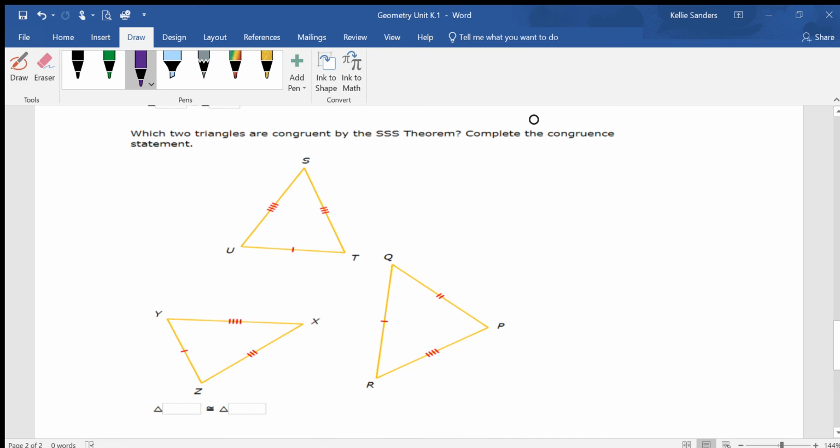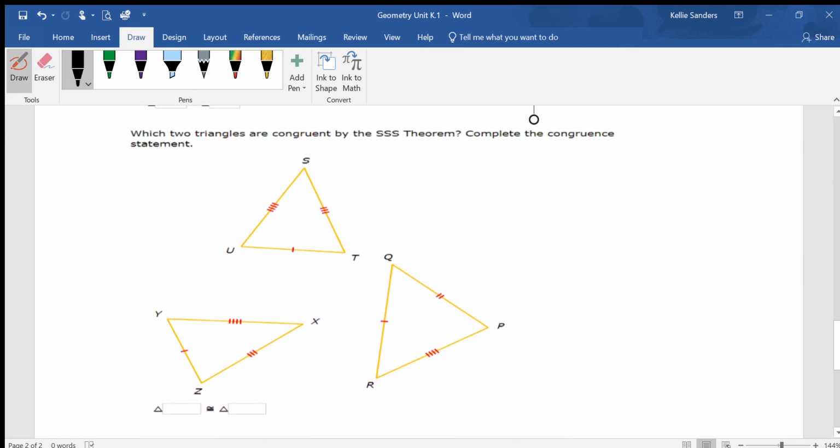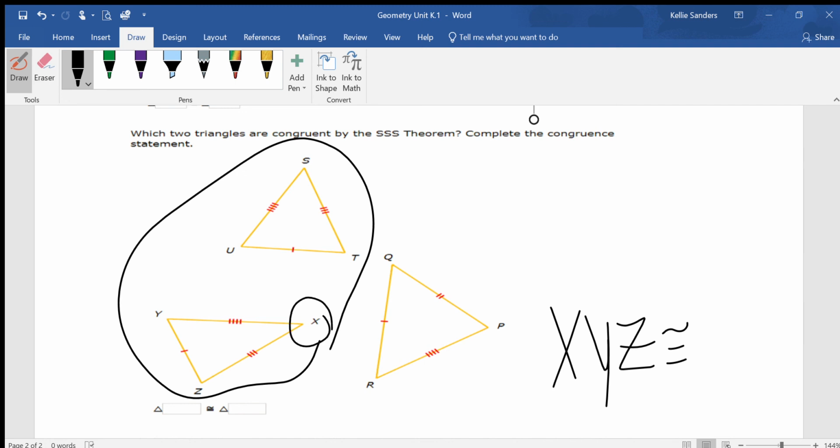I'm almost finished. Side, side, side. 1, 2, 3. So we have X, Y, Z is congruent. This is your X, then that would be S. Y is 1 through 4. So UT.